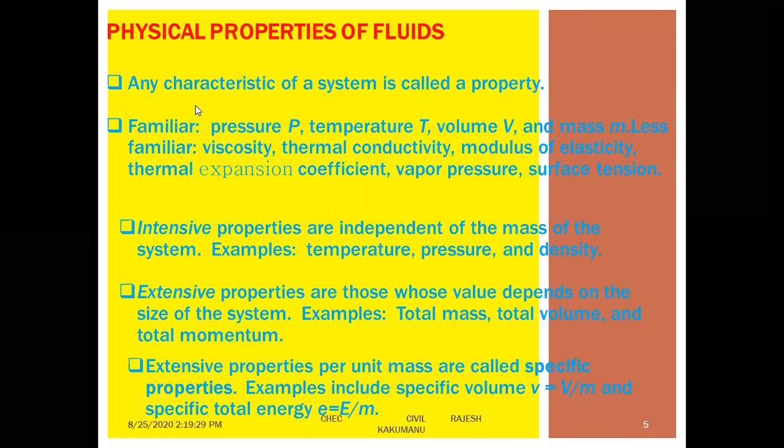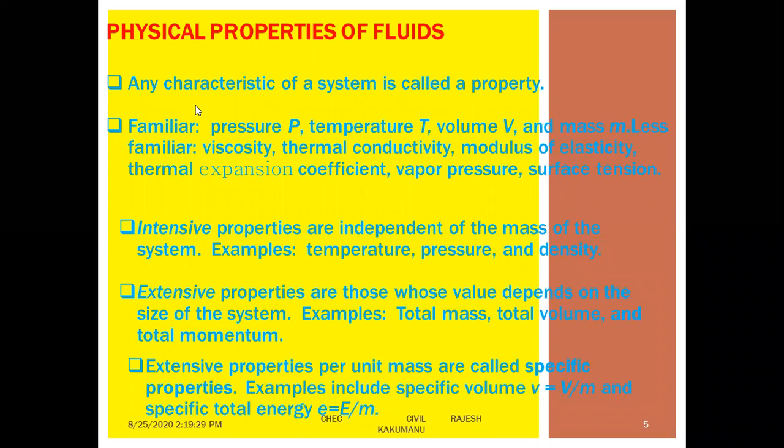Next, intensive properties. So intensive properties are dependent or independent of mass of the system? Whenever you are having a system, respective to the boundary, the intensive properties are independent of the mass of the system. So what are these intensive properties? Temperature, pressure and density are the intensive properties which are independent of the mass.